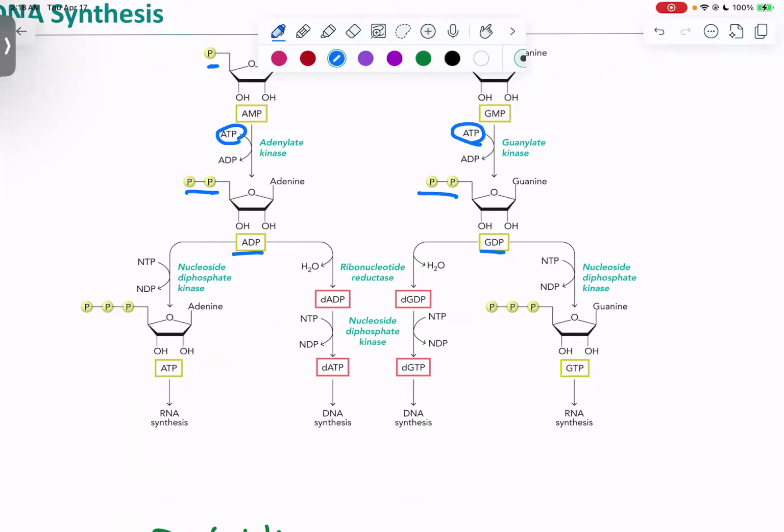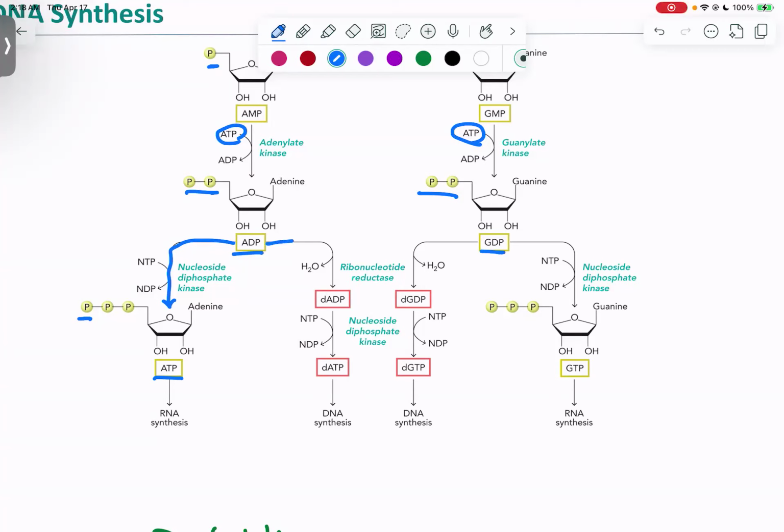And now we have to make a decision. The cell has to know, am I going to use this nucleotide to make RNA, or am I going to use it to make DNA? If I want to make RNA, all I have to do is add one more phosphate group. So I go through another kinase, a nucleoside diphosphate kinase, and add one more phosphate group on it. I've got ATP, and I am ready for RNA synthesis or whatever else I need to do.